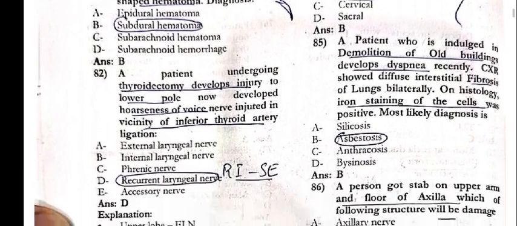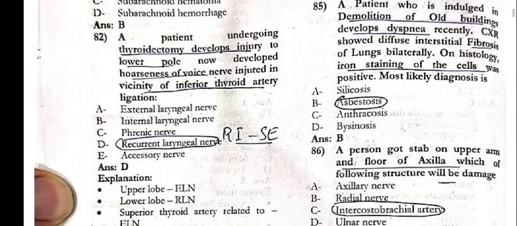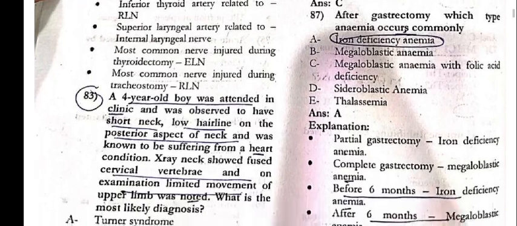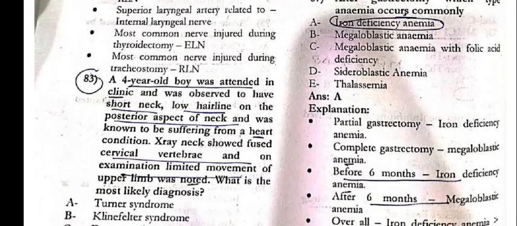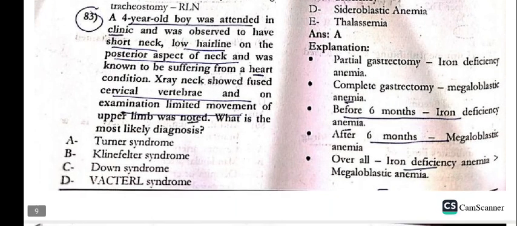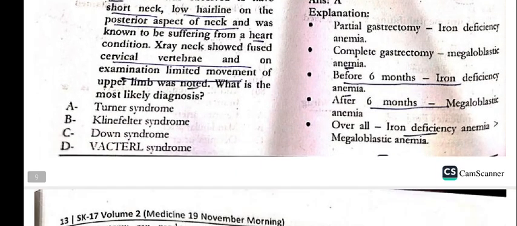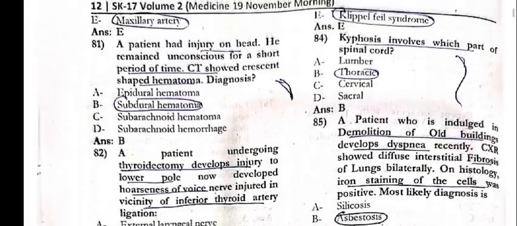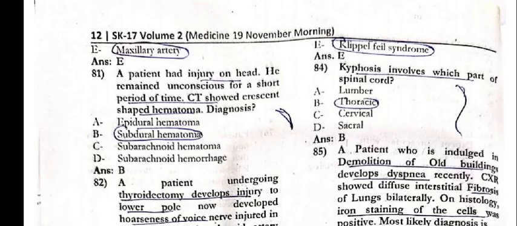Diagnosis, the subdural hematoma. Next, 82, the patient undergoing thyroidectomy develops injury to the lower pole. Now develops harshness of voice. The nerve injured in the vicinity of inferior thyroid artery ligation would be the recurrent laryngeal nerve. Next, 83, a 4-year-old boy attended the clinic and was observed to have a short neck, low hairline on the posterior aspect of the neck, and was known to be suffering from a heart condition. X-ray showed fused cervical vertebrae, and on examination limited movement of the upper limb was noticed. Which of the following is the condition? This is basically Klippel-Feil syndrome.